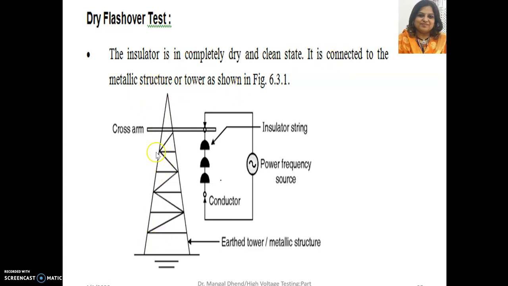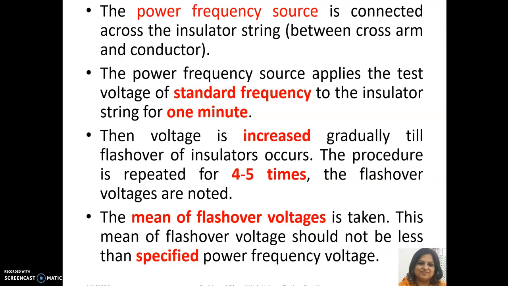you have to install all these constructions in your lab, because a suspension insulator has to be tested in the actual suspension position. Generally I have seen tests carried out in different positions, but your parameters will change. So you have to suspend it if you are testing suspension insulators. A power frequency source is applied, and then you see how many times the insulator will withstand, or how many times flashover occurs. The power frequency source is applied at the standard frequency of 50 Hz.